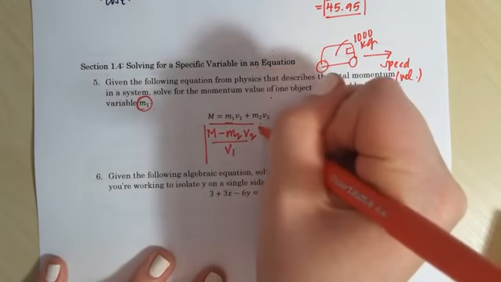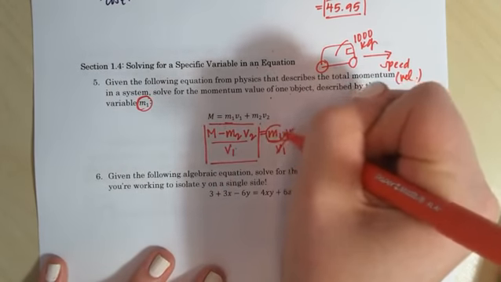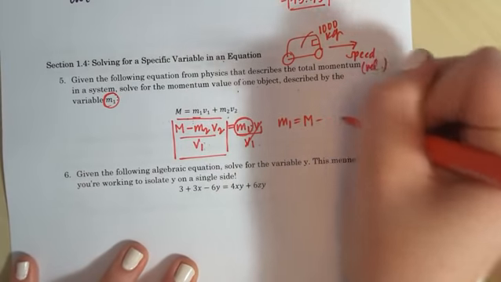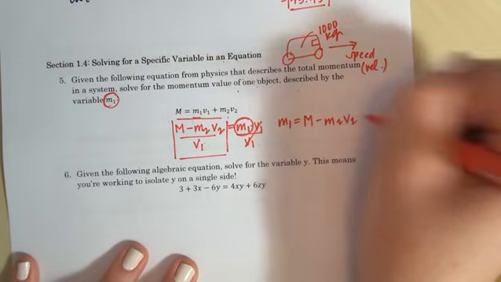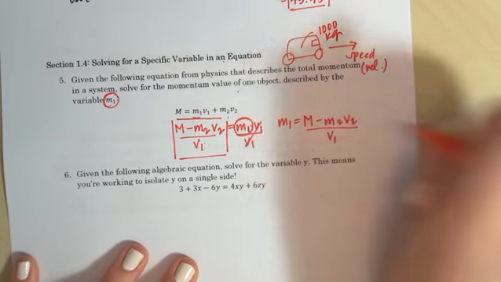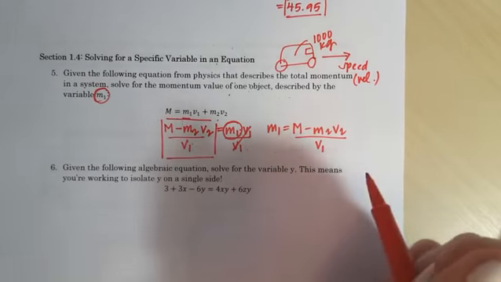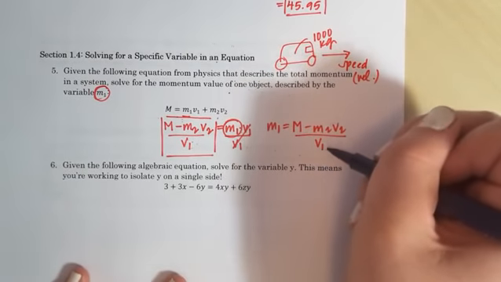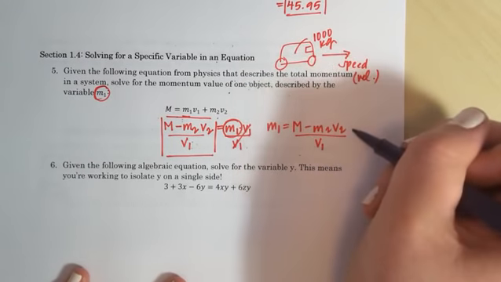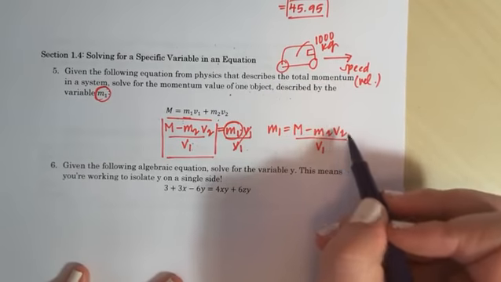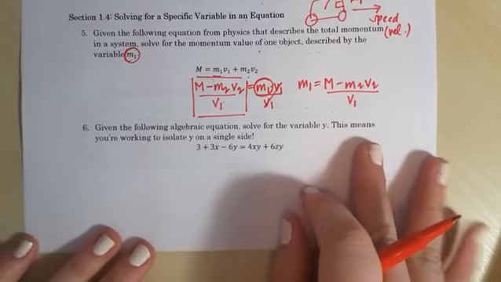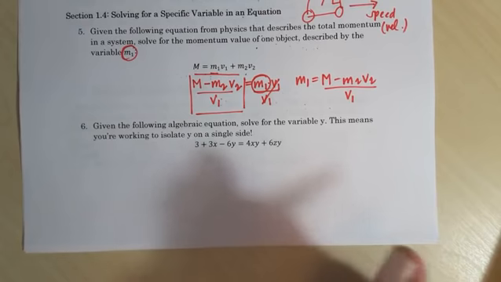And I'm left with an expression that describes just m1 over here on the right. So m1 is equal to mass minus m2 v2 all over v1. And that's your final answer there. Again, one of the things that we saw before is that I could divide these expressions and write them out as separate fractions, but I'm also okay to leave it as one numerator over one denominator, and that might be easier to plug in.